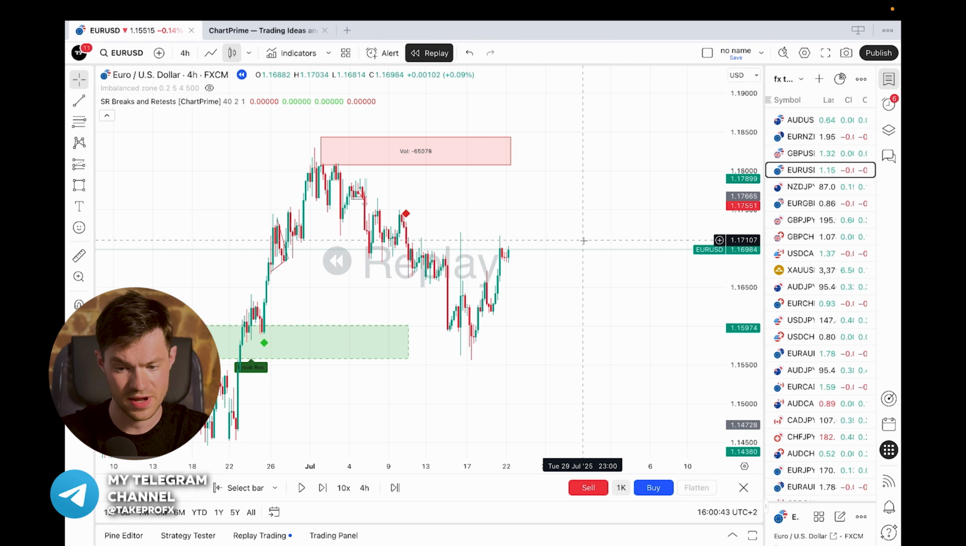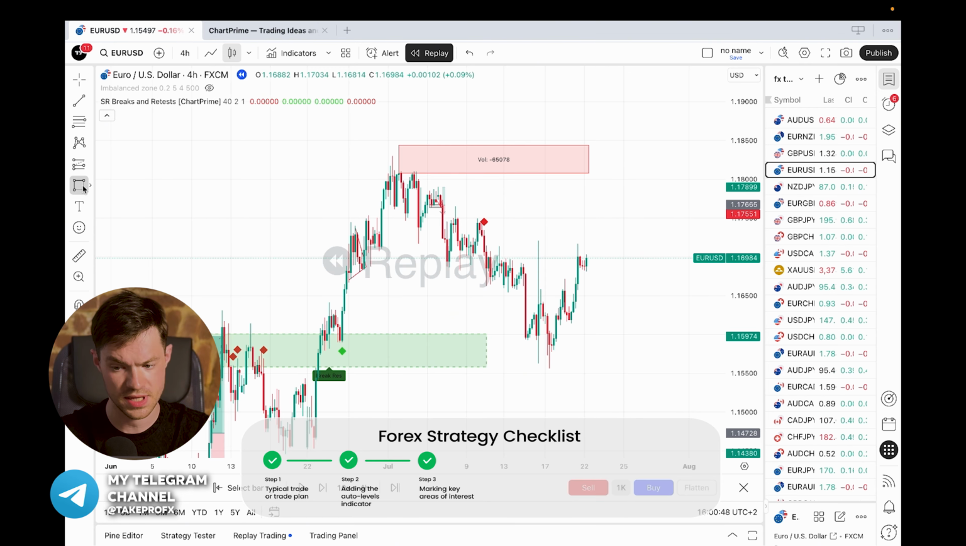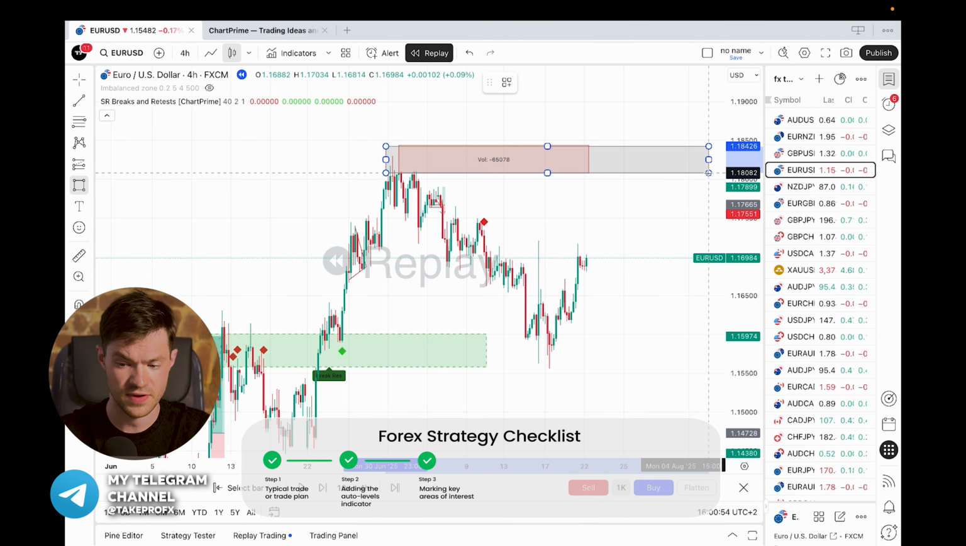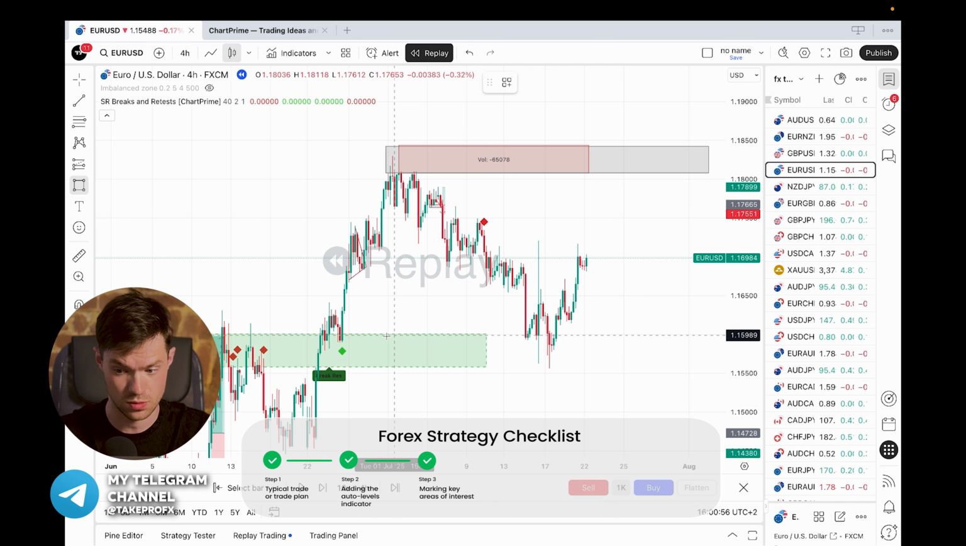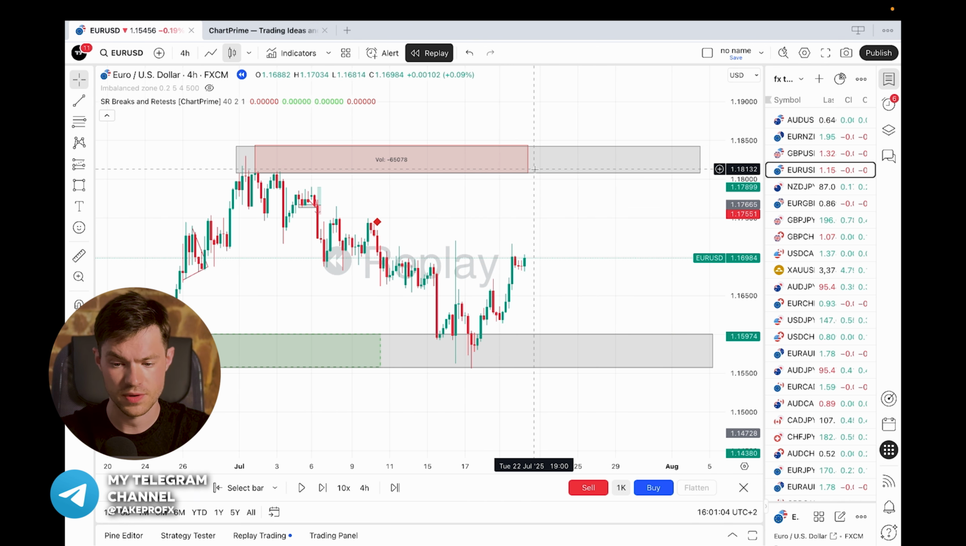You should still have a basic understanding of how levels work, because with the help of the current indicator, I have no problem identifying the resistance zone and the support zone at this level. These are important areas where we will now look for trend weaknesses, which will allow us to open a position with a very favorable entry point.